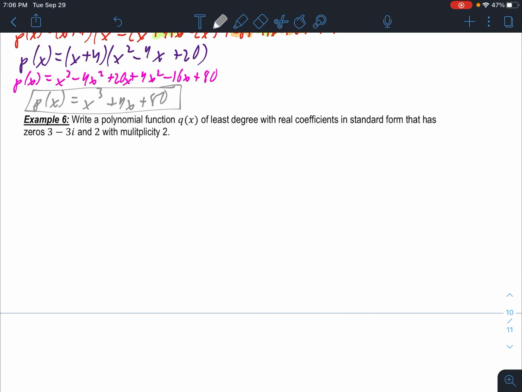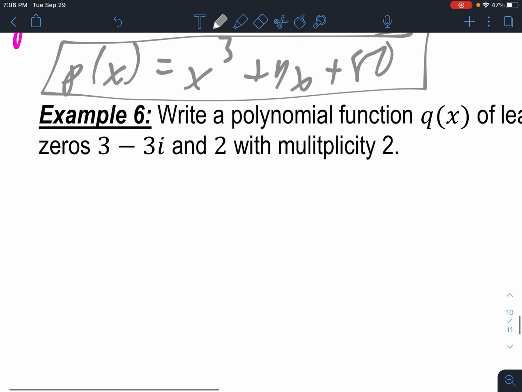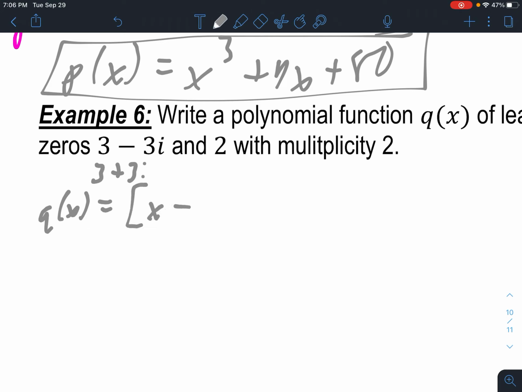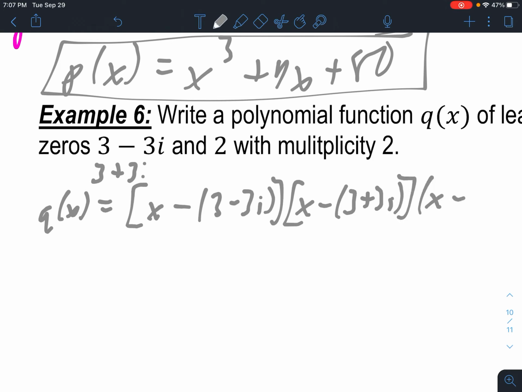All right, last one. It says zeros of 3 minus 3i, so that's also 3 plus 3i, and 2 with multiplicity 2. So that means 2 and then 2 again. So we have 4 zeros here. Let's start by writing that out. x minus 3 minus 3i. x minus 3 plus 3i. And x minus 2 squared.